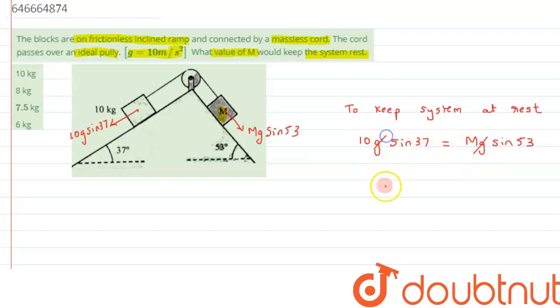g and g will get cancelled out, and from here we can say 10 times sine 37, which is 3 by 5, is equal to M times sine 53, which is 4 by 5. Therefore the value of M comes out to be 7.5 kg. So this much mass this block must have to keep the system at rest, and this matches with option C.